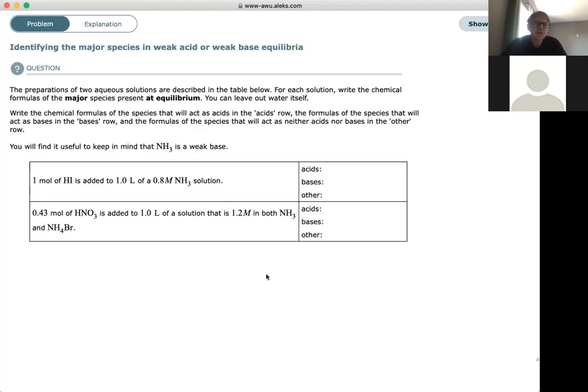Identifying the major species. So in the first one, now we have a mole of HI, that's a strong acid, added to 1 liter of 0.8 molar NH3. That's a weak base, right? So you have a strong acid there with a weak base. So let's do that one first. The second one is 0.43 moles of HNO3, strong acid, added to 1 liter of 1.2. Now this one has 2 things in it. It has ammonia and it has ammonium bromide. So I'm going to take a look at that one also in more detail. That one's a little bit more complicated. But let's do the first one.